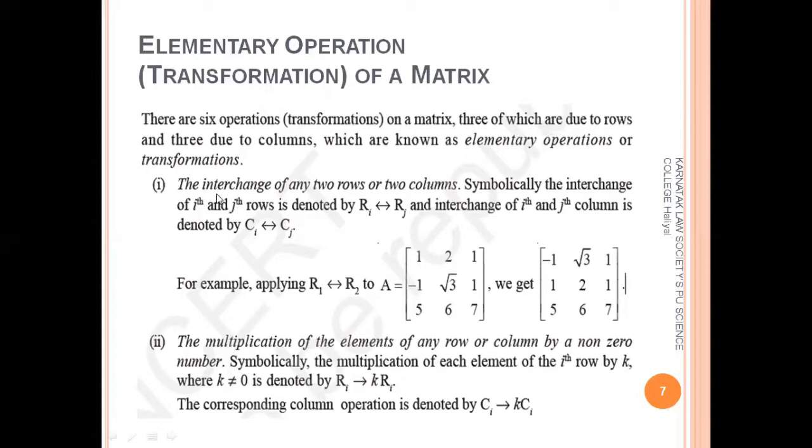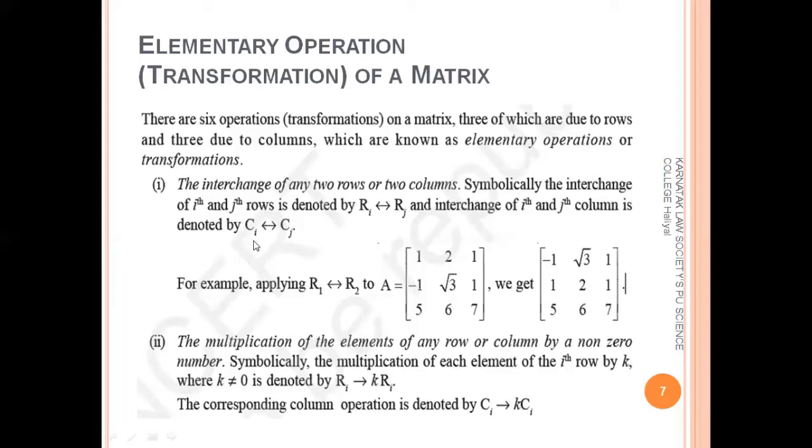The first operation is the interchanging of any two rows or two columns. It is denoted by Ri ↔ Rj, or R1 ↔ R2 if you take those. This symbol is used to denote the interchanging: in place of Ri, Rj is there, and in place of Rj, Ri is there. Similarly, interchange of the ith and jth columns is denoted by Ci ↔ Cj. Ri and Rj refer to rows, and Ci and Cj refer to columns.